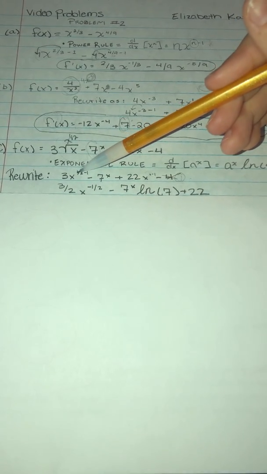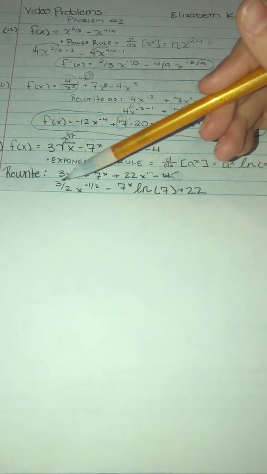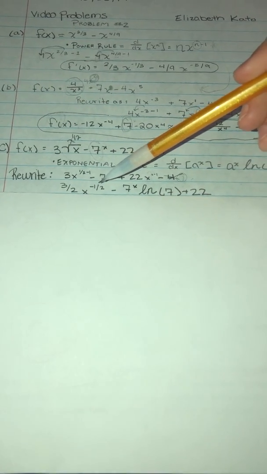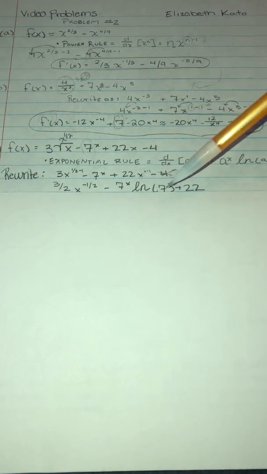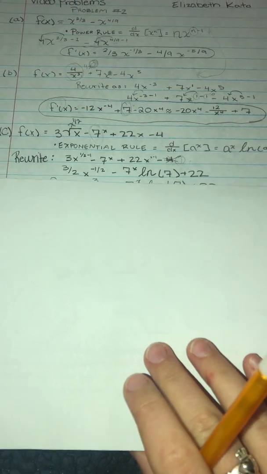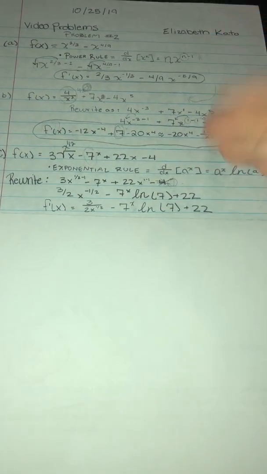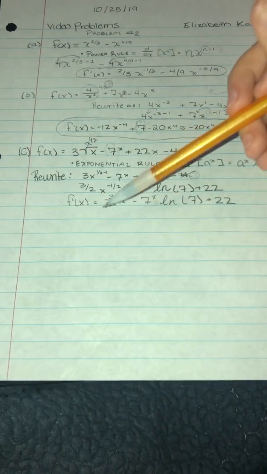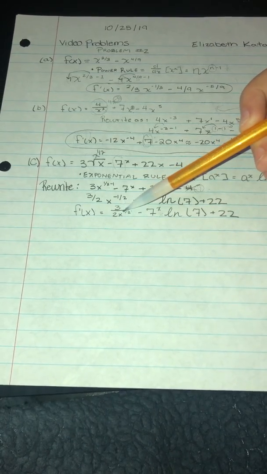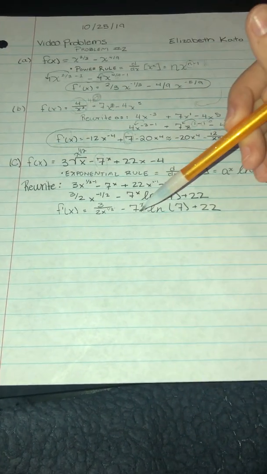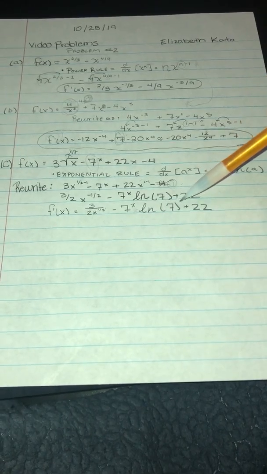After multiplying 3 by the half, you get 3 over 2 x to the negative half minus 7 to the x times natural log of 7 plus 22. Because like I said before, 4 cancels out. We don't care about 4 anymore. Which ends up getting you f prime over here. You want to rewrite this problem like this. So it'd be 3 over 2x to the half minus 7 to the x times natural log of 7 plus 22.